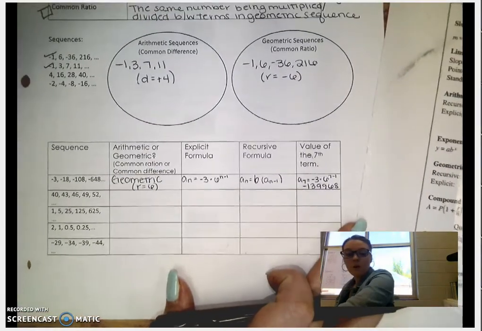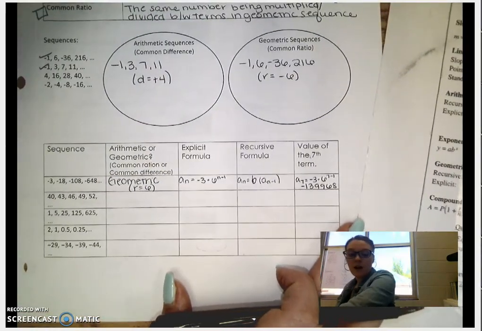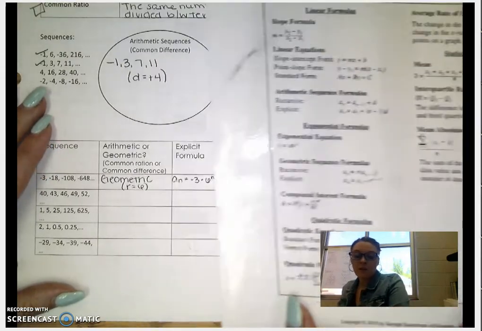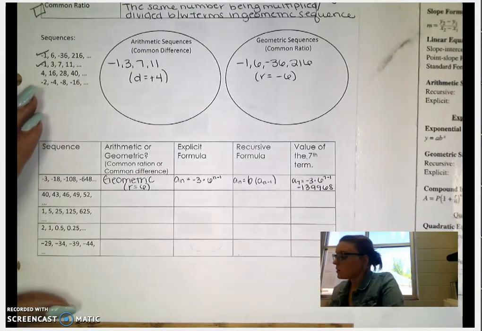Okay, let's do one more together, and then you can do the last 3 on your own, and I will leave the formula sheet available for you to see also.